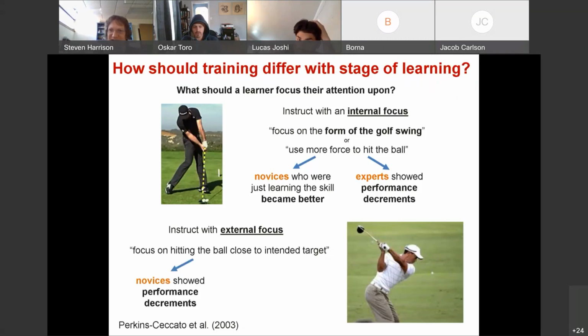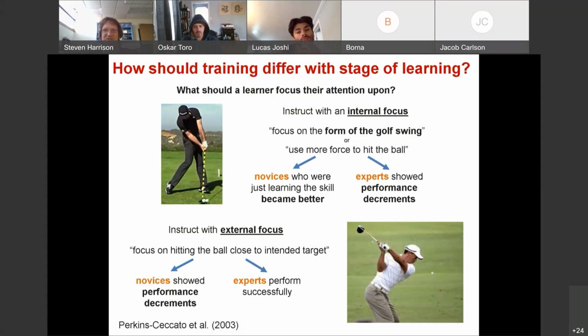With this particular type of instruction, if you give it to a novice, someone that's just putting a golf club in their hand, it's the first few hours that they've done it, or the first day that they've done it, you're going to see significant performance decrements.